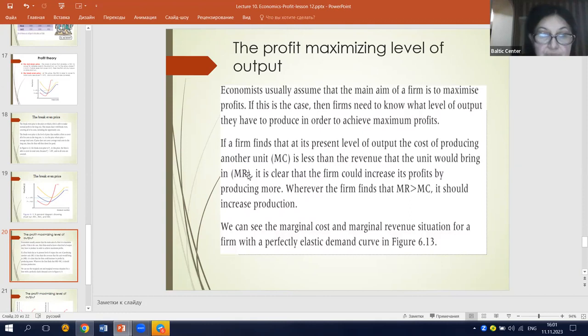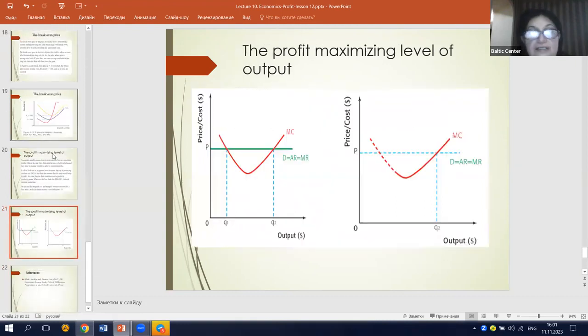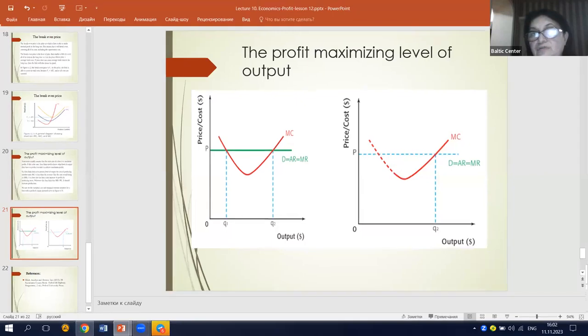So, you can also see the marginal cost and the marginal revenue in the situation when we have elastic demand. There the demand is equal to average revenue and marginal revenue. In this case we have the profit maximizing level, so we can increase the production. Okay, so this is two topics that I want to illustrate for you.